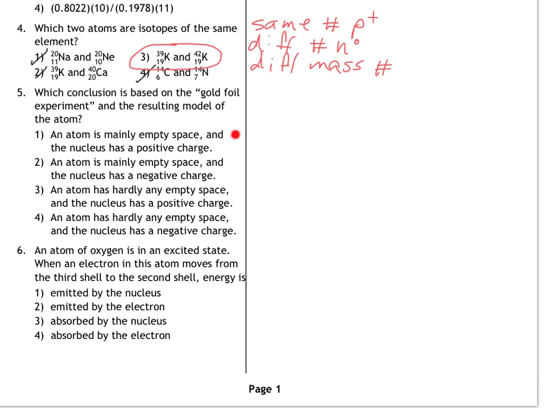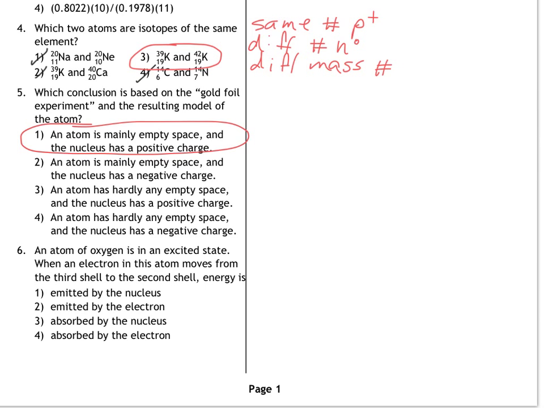Number 1 seems to be okay. 2 doesn't make sense because the nucleus is not negative. 3 doesn't make sense because the atom has lots of empty space. And same thing for 4. So I think 1 is the best answer.